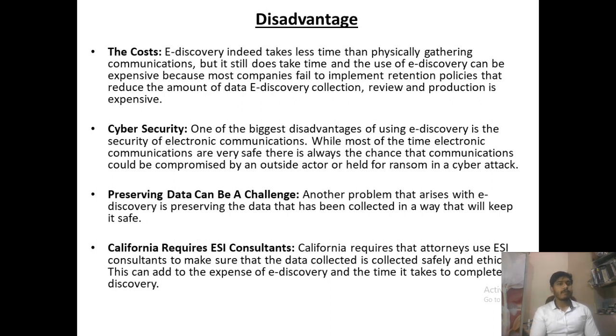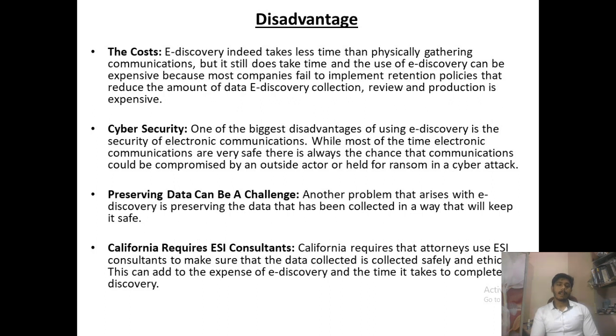Second, cybersecurity. One of the biggest disadvantages of using e-discovery is the security of electronic communications. While most of the time electronic communications are very safe, there is always the chance that communications could be compromised by an outside actor or held for ransom in a cyber attack. Third, preserving data can be a challenge. Another problem that arises with e-discovery is preserving data that has been collected in a way that will keep it safe.